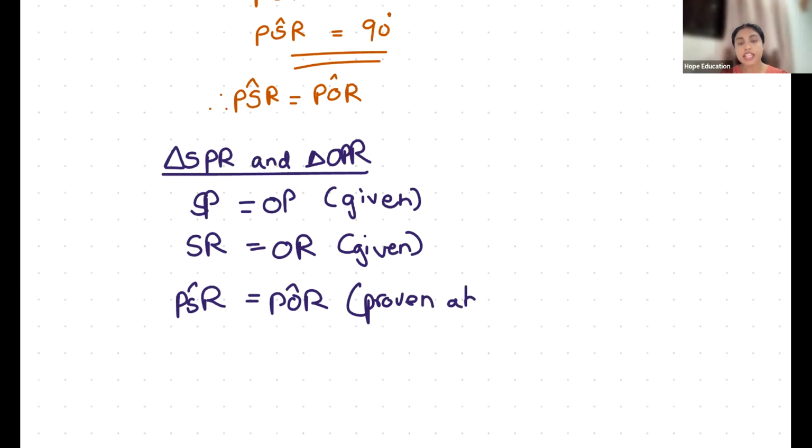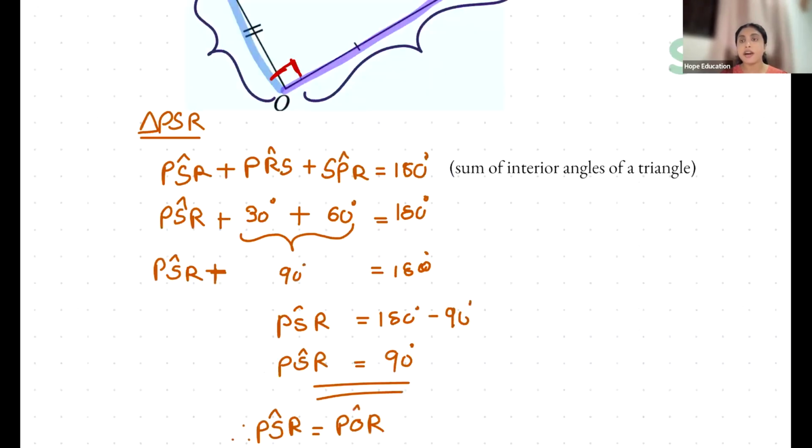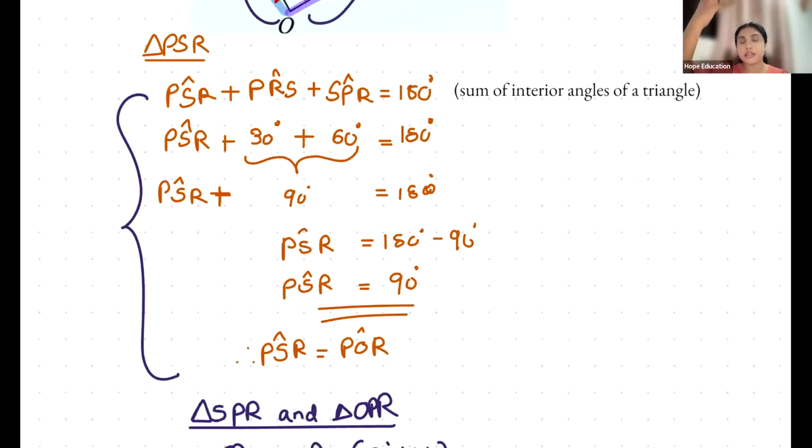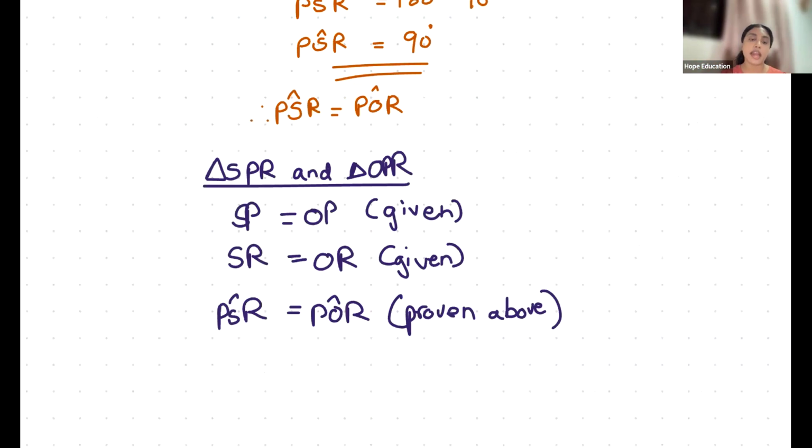When I write the reason as "proven above," that means the proof is there, because I have already worked that out in the part above. That's why I wrote the reason as proven above. So I have two sides and the included angle. Therefore, triangle SPR is congruent to triangle OPR under the SAS case.